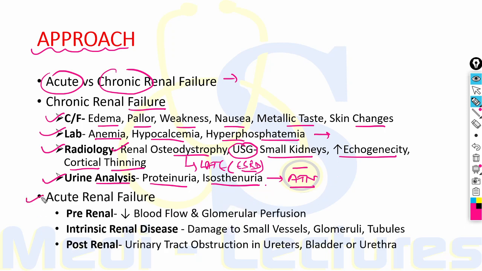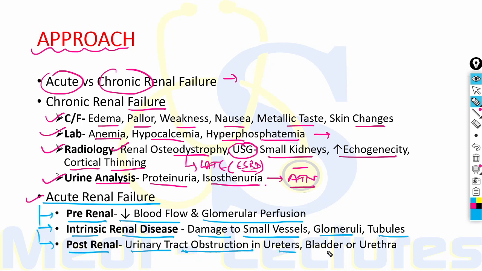Now in the next slides, we will discuss acute renal failure in detail, which is due to three causes, which can be pre-renal, intrinsic, and post-renal. Pre-renal is due to decreased blood flow and glomerular perfusion. Intrinsic renal disease is due to damage to small vessels, glomeruli, or tubules. Post-renal can be due to urinary tract obstruction in ureters, bladder or urethra.